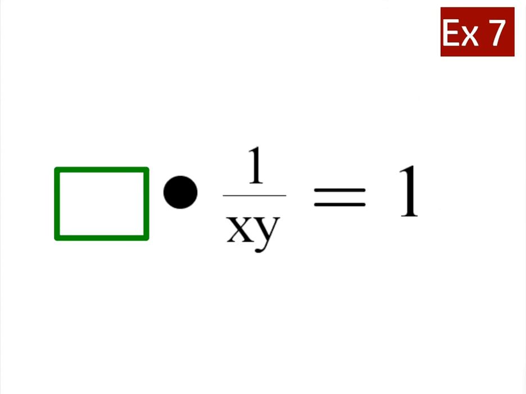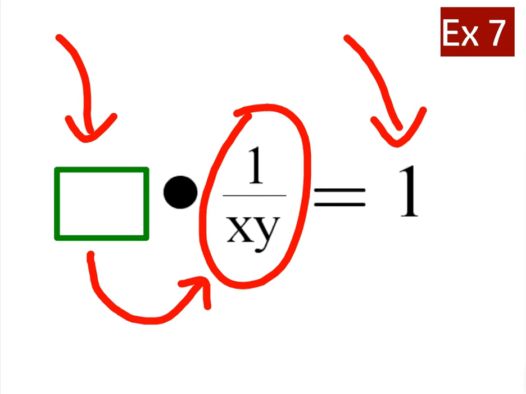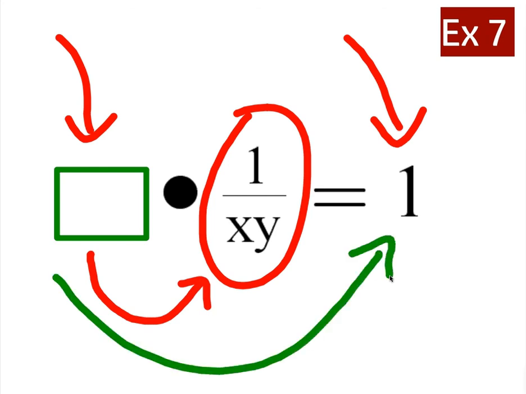Also works with more complicated math expressions. What times 1 over xy gives you 1 back? Well, again, you can notice that this has to be the same in order to give you the answer of 1. So the answer is xy.